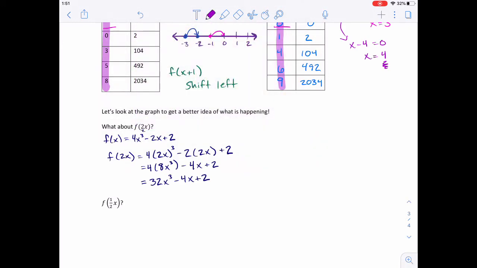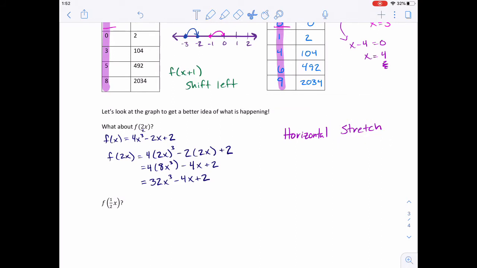We saw last time that multiplication was a stretch when it was outside, though, it was vertical. Here, shifting left, right, that was a horizontal thing, right? So this is going to be a horizontal stretch, maybe?